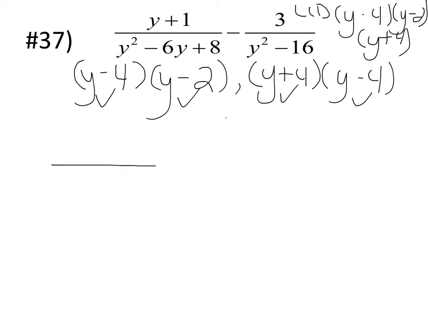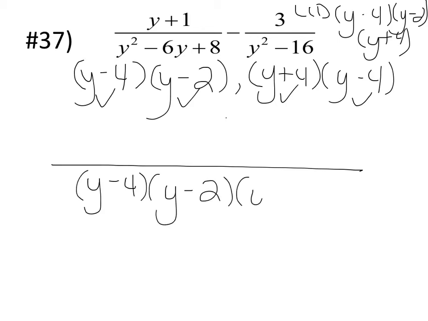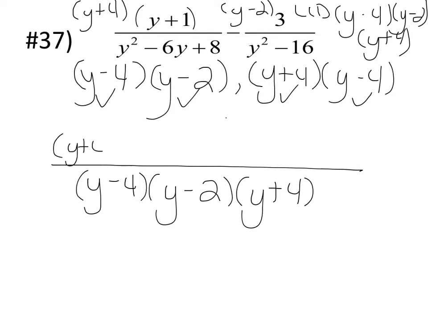So I'm going to write all of it over the common denominator, which is y minus 4 times y minus 2 times y plus 4. And I'm going to look at each individual denominator and see what they're missing from the common denominator. So this is missing a y plus 4. So I'm going to multiply a y plus 4 times this binomial. Notice I put parentheses around it. This is missing a y minus 2. So I'm going to multiply that there. So then you have y plus 4 times y plus 1 minus 3 times y minus 2.